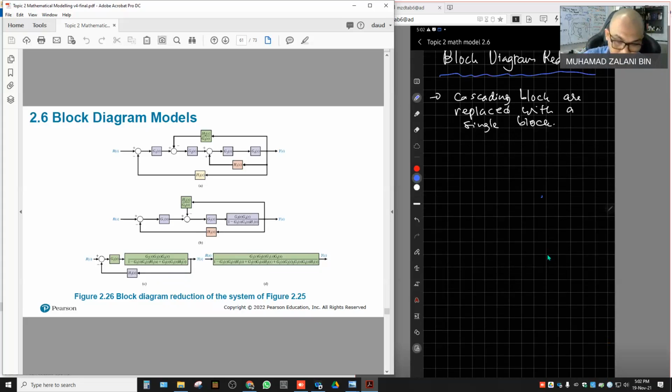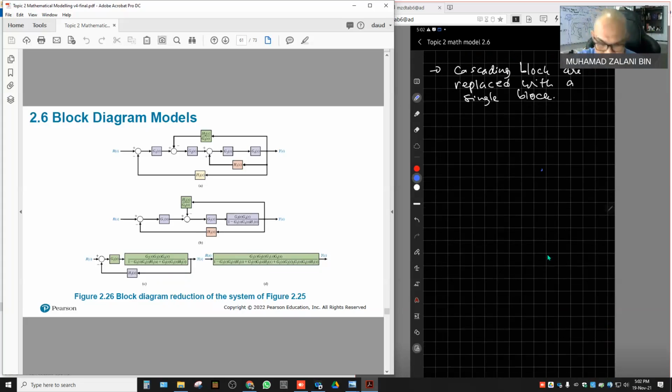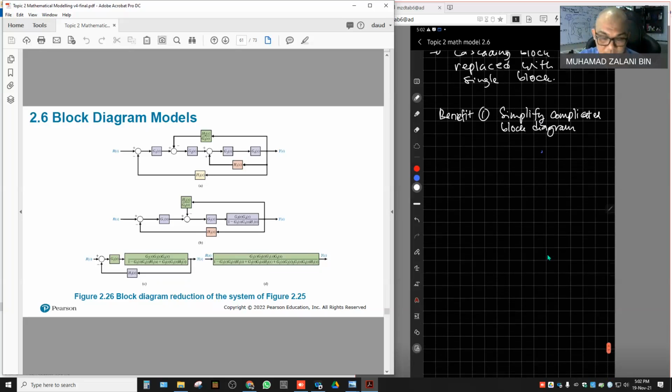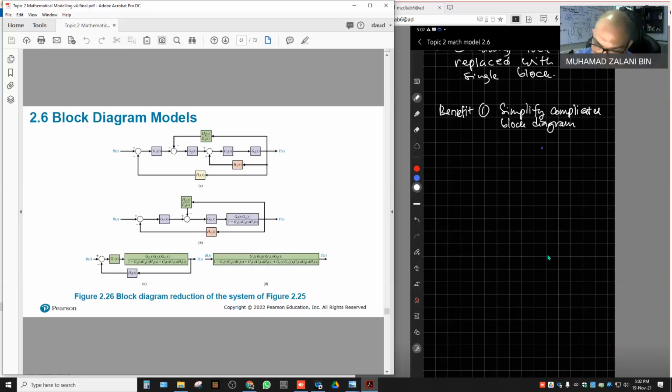Okay, so what are the benefits of block diagram reduction? Benefit one, it simplifies a complicated block diagram with many feedback loops. It simplifies. Okay, meaning the many block diagrams become just one. There are many feedback arrows going backward, branching out, more than one.